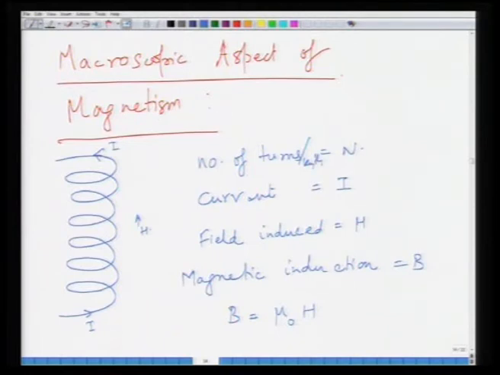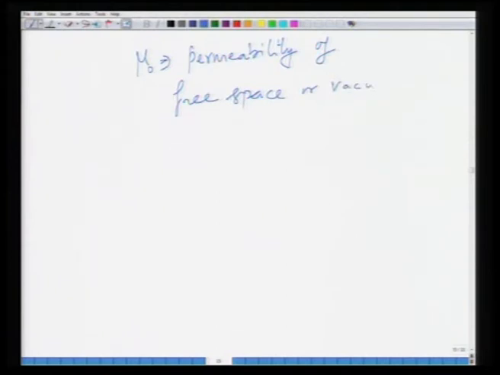So, B is related to H by mu naught, and this is again a fundamental relation, and this mu naught here is nothing but the permeability of free space or vacuum, and its value is given as 4 pi into 10 to the power minus 7 Henry per meter, and B is given as either Tesla or Weber per meter square depending upon the convention.